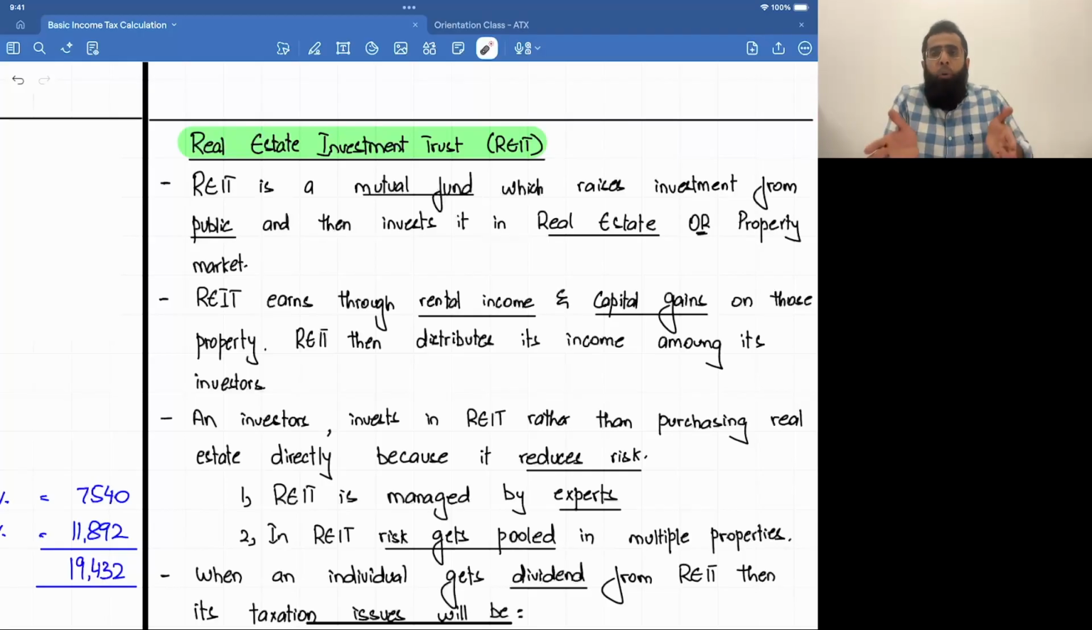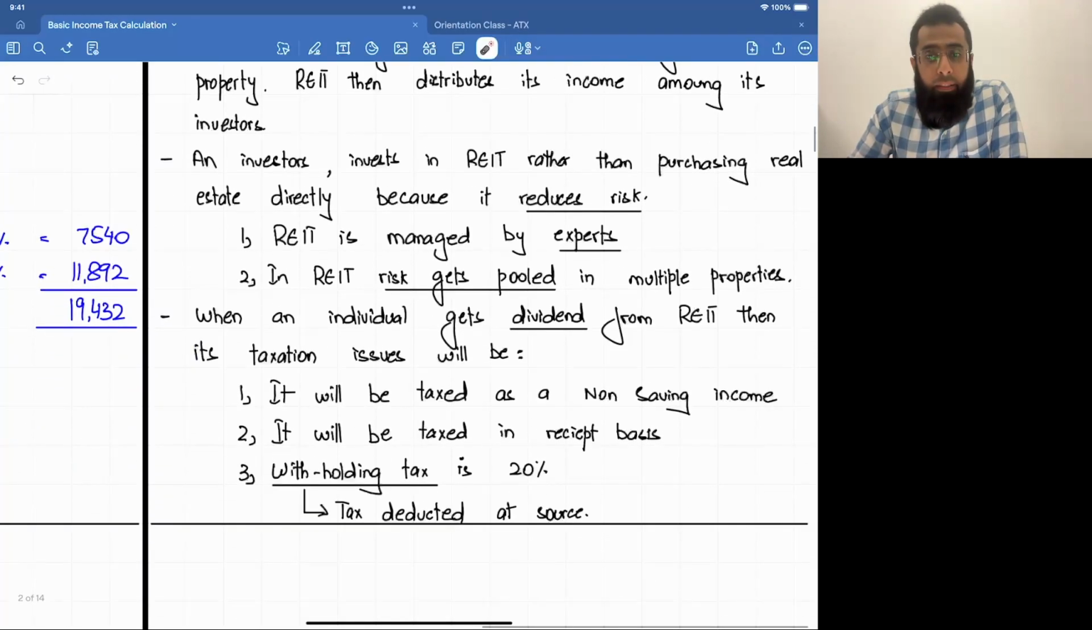Now, in this pool of fund, in this mutual fund, a lot of people put in their money. The real estate investment trust, which is a fund managed by experts, will invest it in the real estate market, earn capital gains from buying and selling of properties, and earn rental incomes. Whatever they earn, obviously, they will take out their salaries and then distribute the dividend. They give it to the investors.